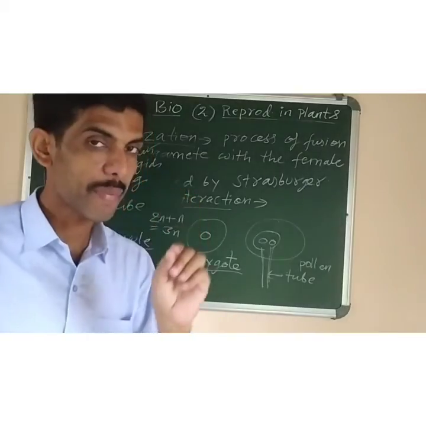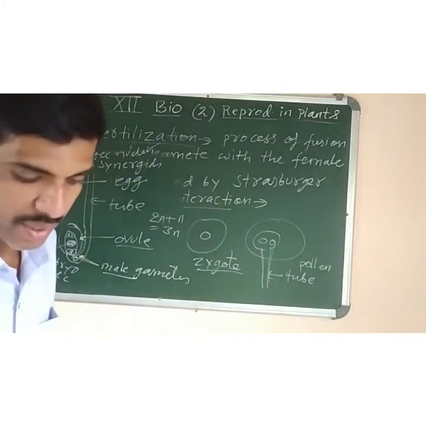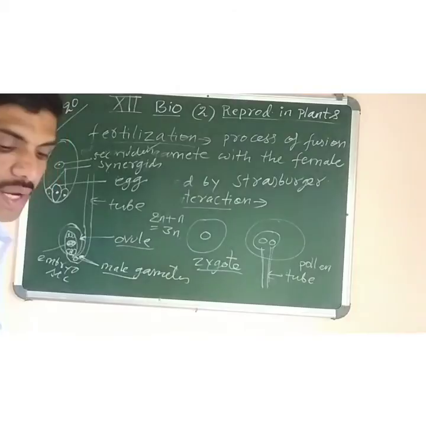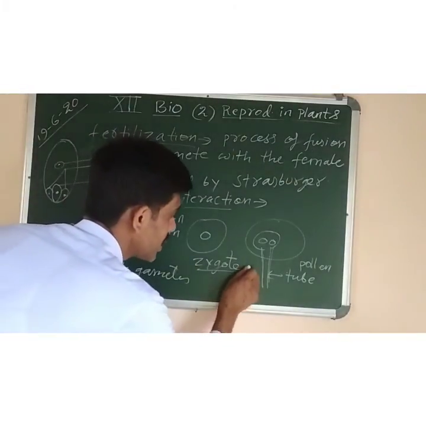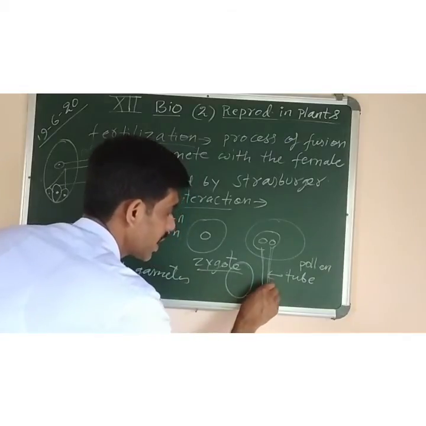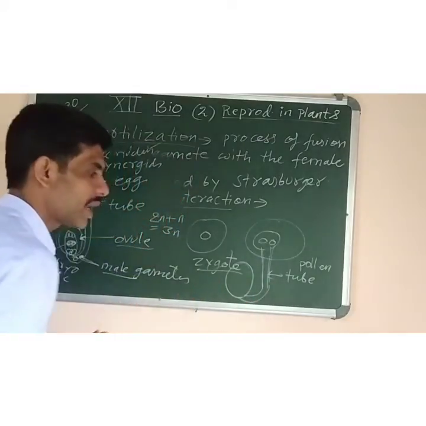So that is the meaning of compatible and incompatible. Now next is entry of pollen tube into the ovule. You know that this is pollen tube. Now how does this pollen tube enter inside the ovule? What are the different parts? Accordingly the name is there.